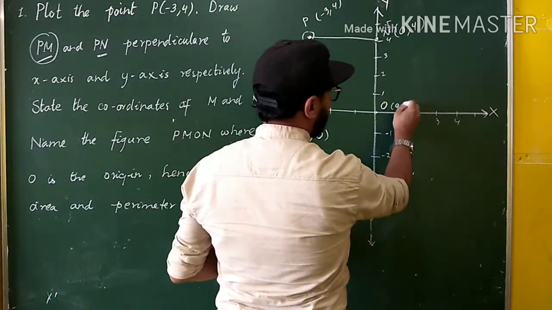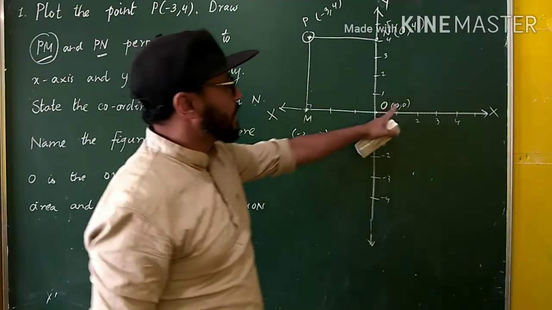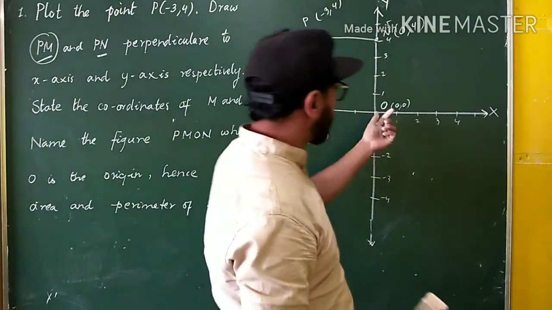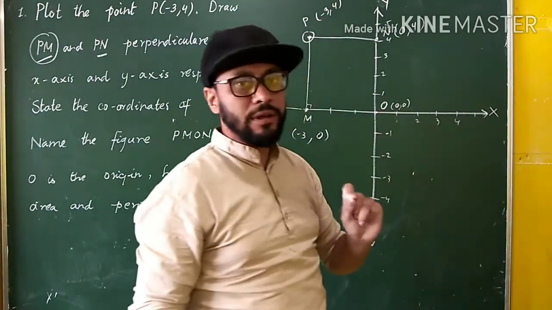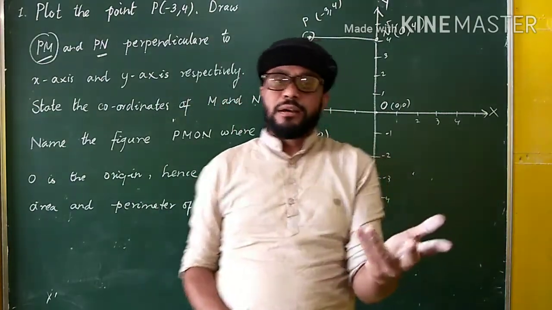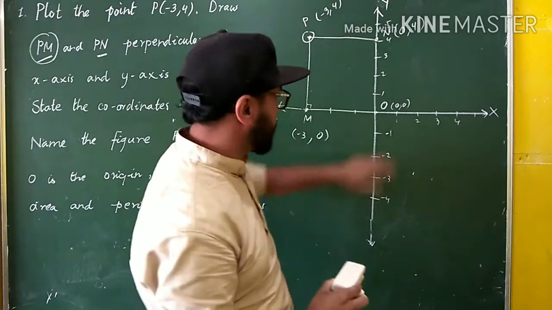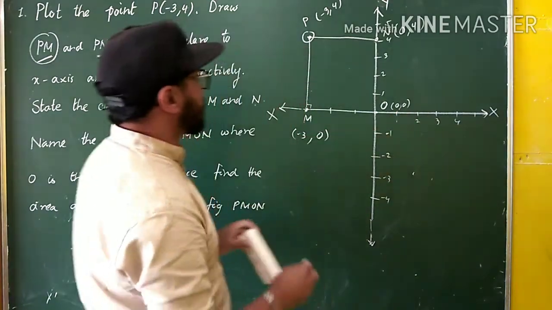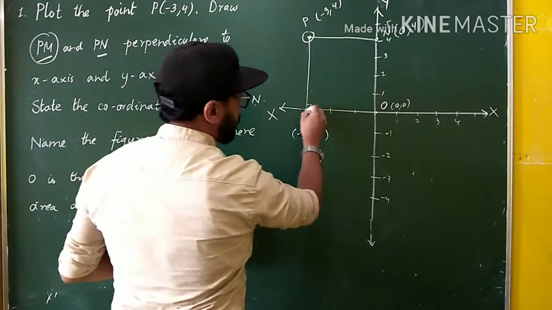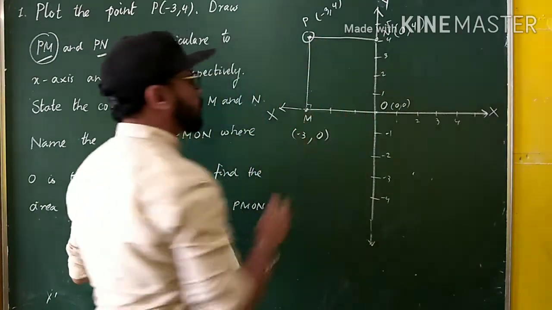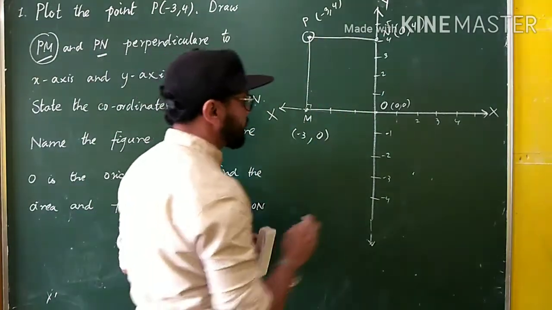Now at this point, both the values of x and y are 0. So what is the coordinate of the origin? 0, 0. In some of the questions, they might ask you this also. So what will be the coordinate of the origin? So this will be 0, 0. Now, what kind of figure is it? Now it is a quadrilateral. Yes or no? Four-sided figure.